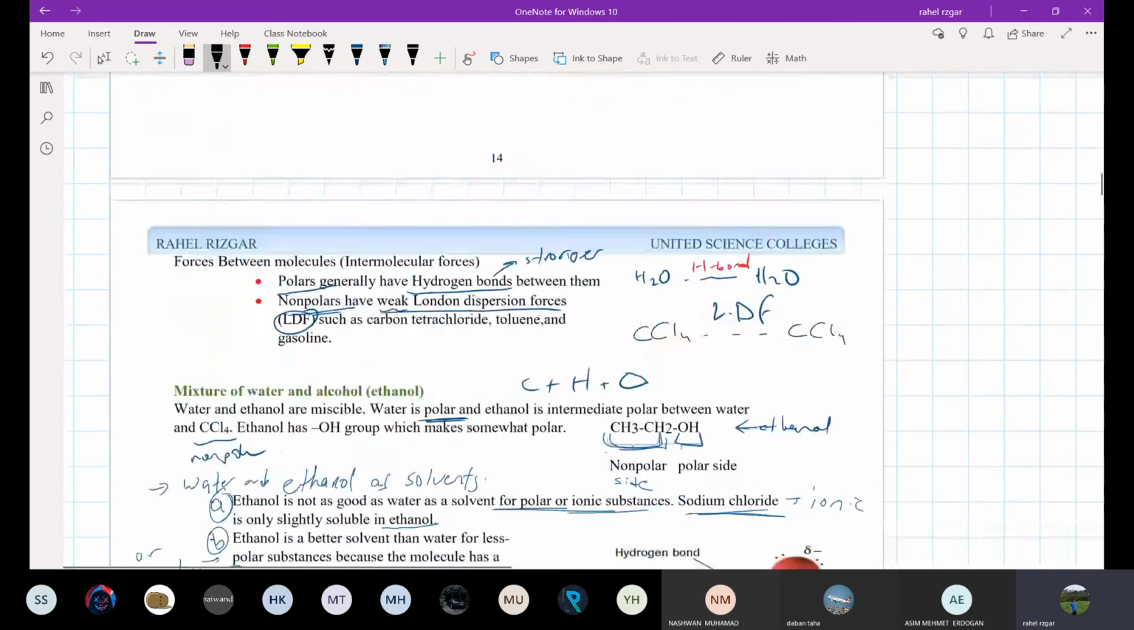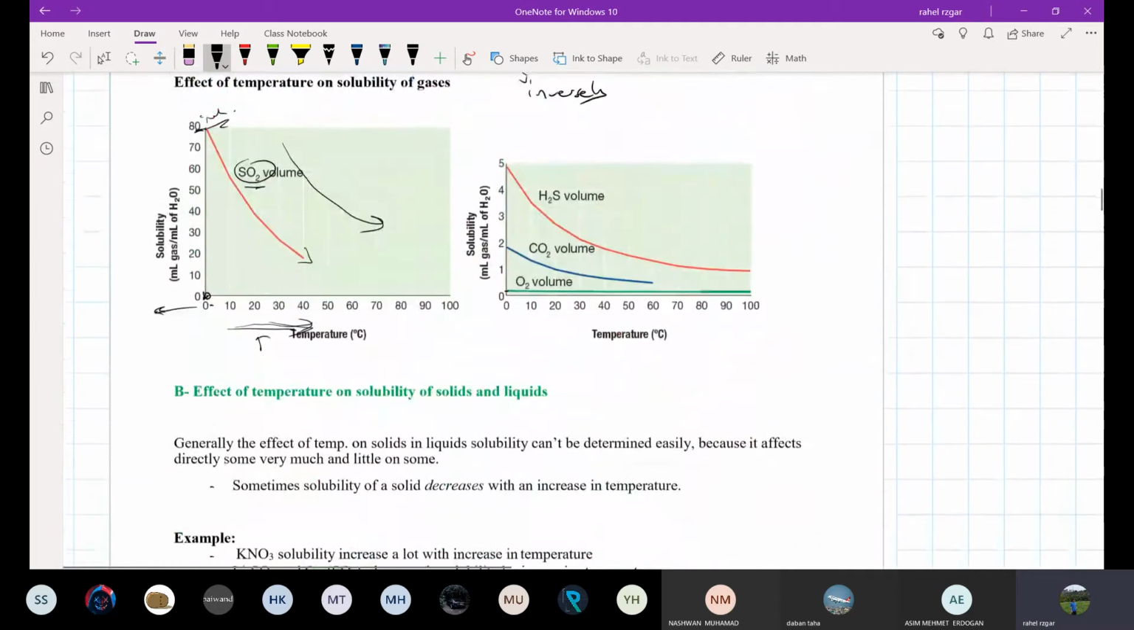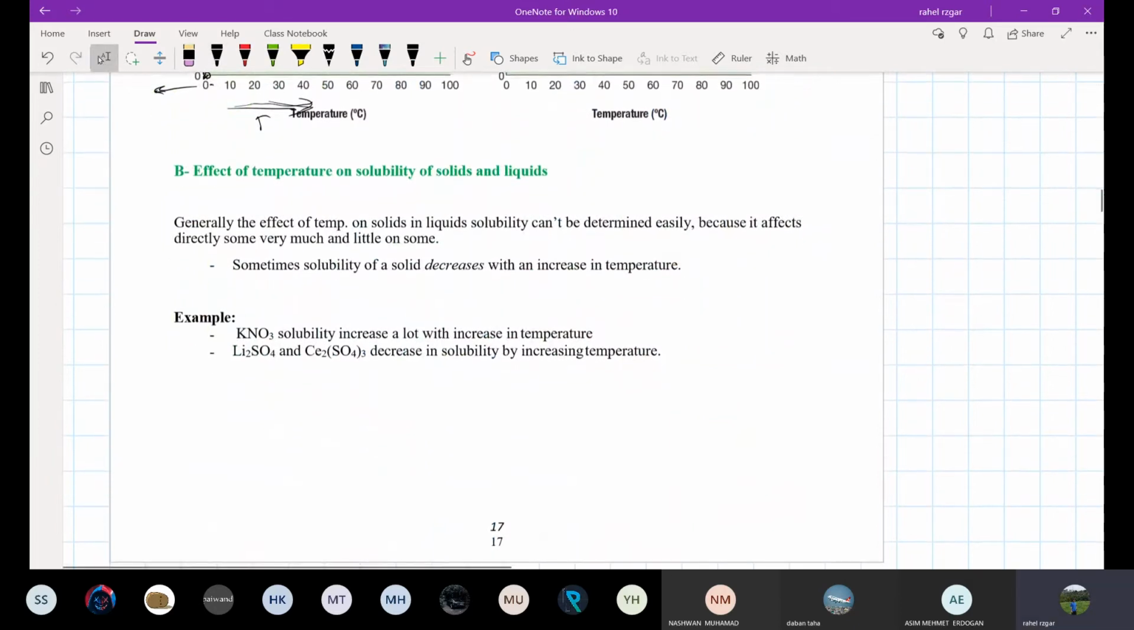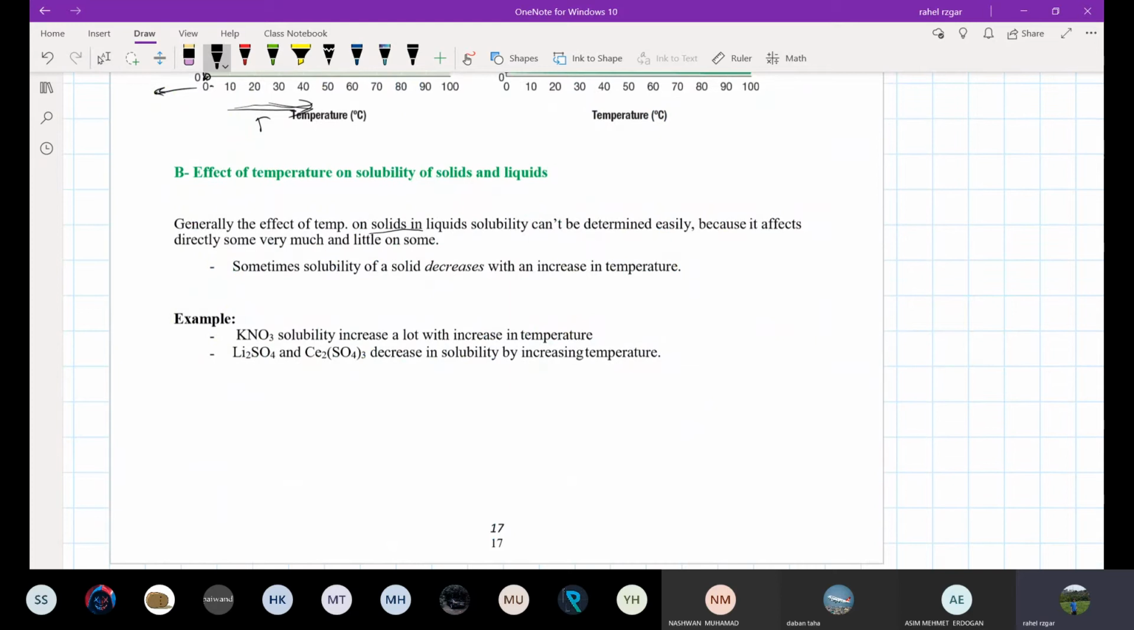Now, let's continue with our subject. Now we talked about gases. What about solids in liquids? All right, solids in liquids. Generally, the effect of temperature on solids in liquids cannot be determined easily. Why? Because they are all different. Some of them will be affected more, some of them will be affected less.